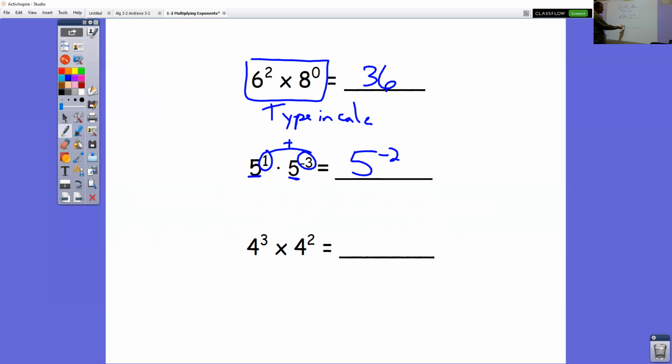4 to the third times 4 to the second. Again, they have the same base. We're going to keep that base of a 4 the same. We're going to add the exponents. 3 plus 2 gives us 5.